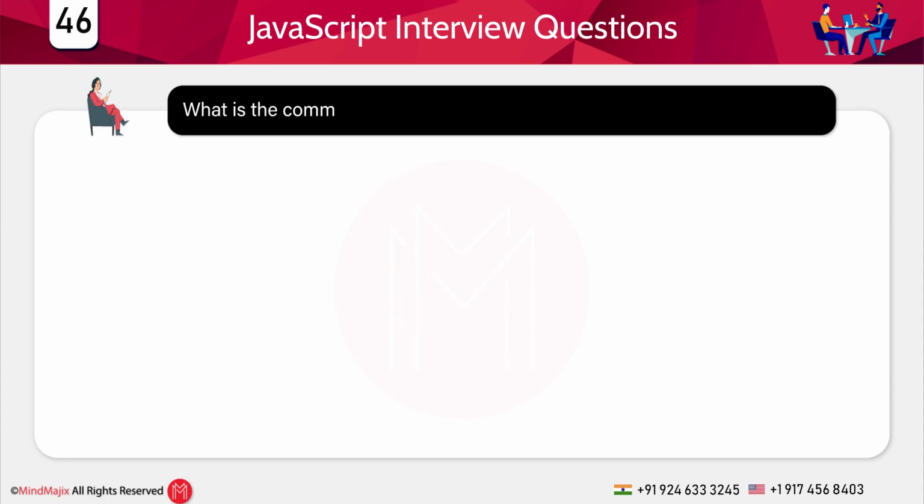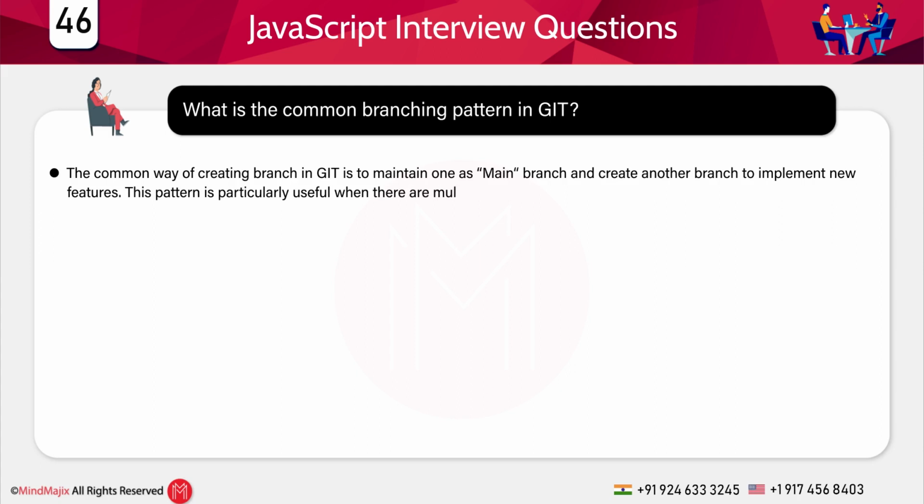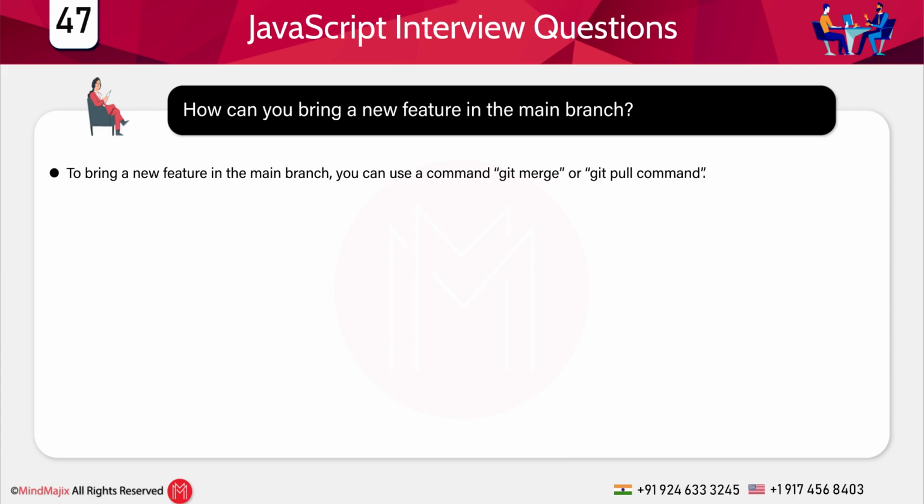What is the common branching pattern in Git? The common way of creating branches in Git is to maintain one as the main branch and create another branch to implement new features. This pattern is particularly useful when there are multiple developers working on a single project. How can you bring a new feature into the main branch? Using the git merge and git pull commands.